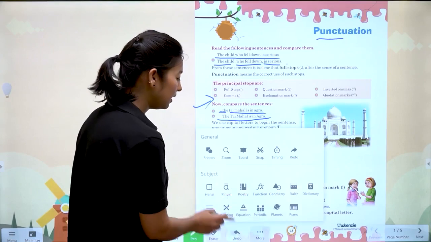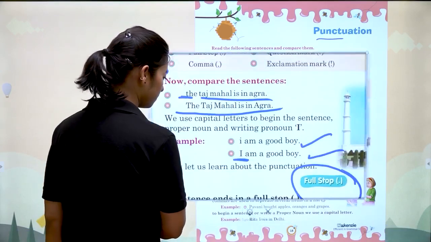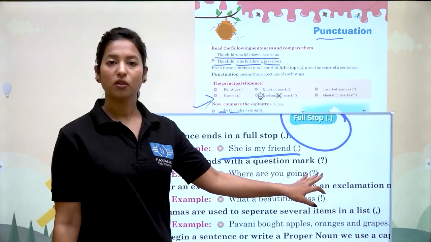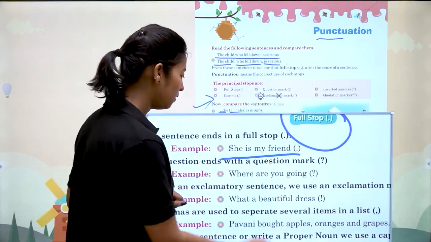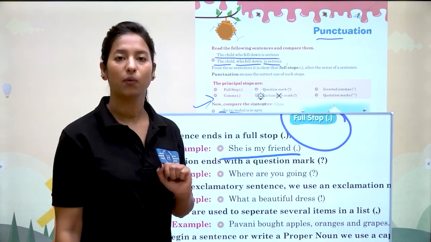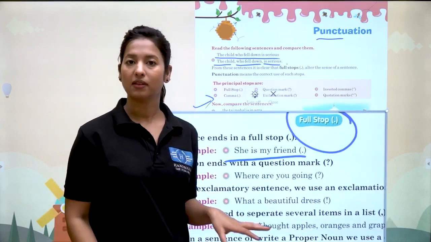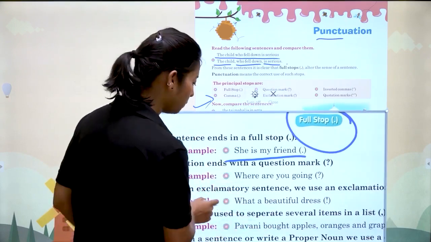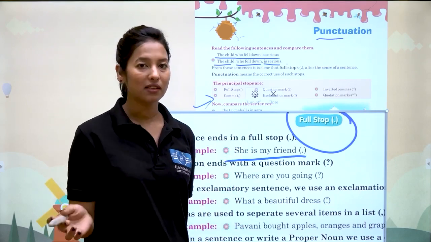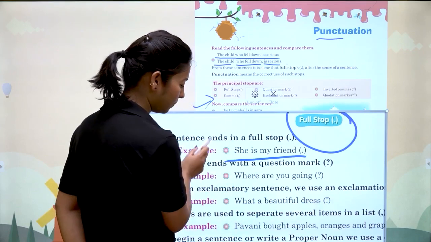Now children, let's see the other punctuation marks. Here we can see we use question mark to end a question. So, where are you going? It is a question and we end it with a question mark. Similarly, an exclamatory sentence always ends with an exclamation mark. We can see the example, what a beautiful dress! It is an exclamatory sentence. That's why we used exclamation mark here.